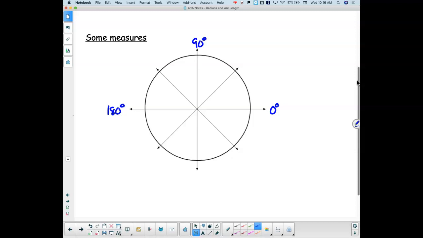240 at the bottom? No. 270 at the bottom, yep. 360? Yep. Coming back to 0?